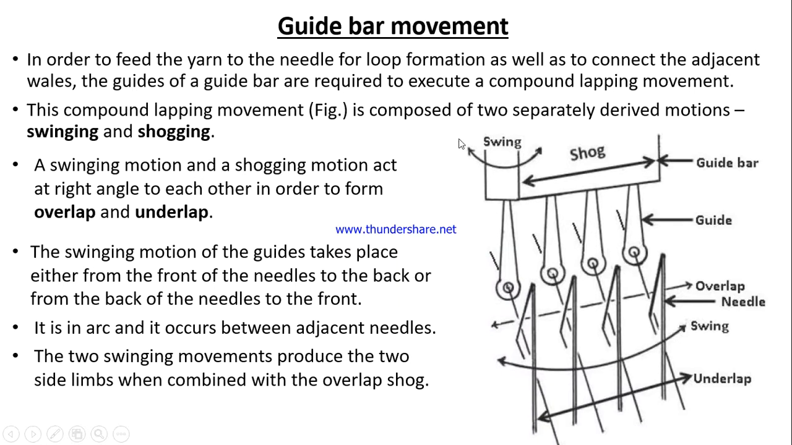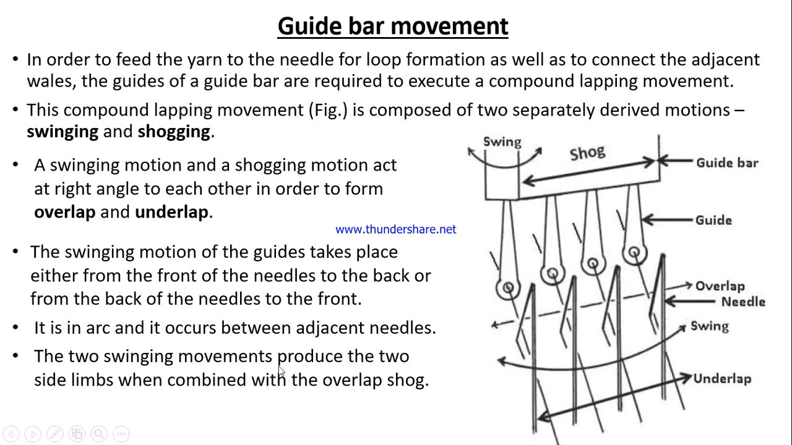When this swinging motion occurs, the guide bar will travel across the place which is in between two adjacent needles. There is a gap between the two needles, so through this gap the guide will move from the front to the back side of the needle or from the back side to the front side of the needle. It is in an arc and it occurs between the adjacent needles.